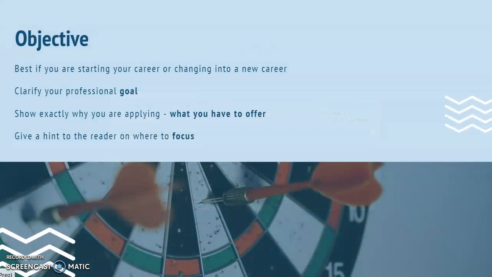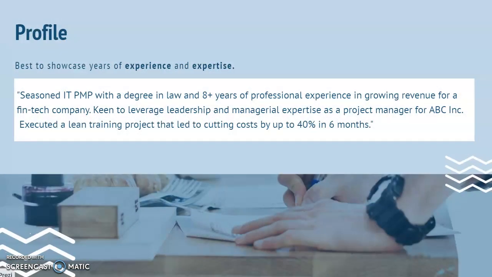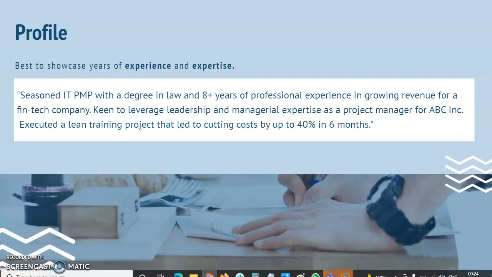After the header, you need to give an objective or profile description based on the job you are applying for and your expertise level. If you are a fresher or looking for a career change, go with objective. It should clearly state your professional goal and showcase what you have to offer. An objective will give the reader a hint on where to focus. A profile description is best when you are an expert in your field. A good example of profile description is given here.